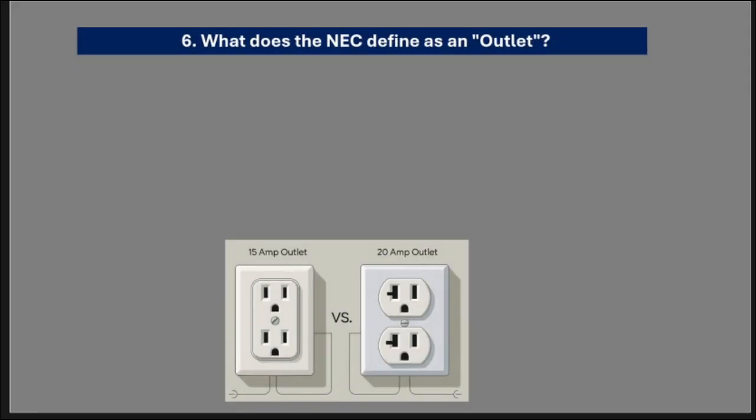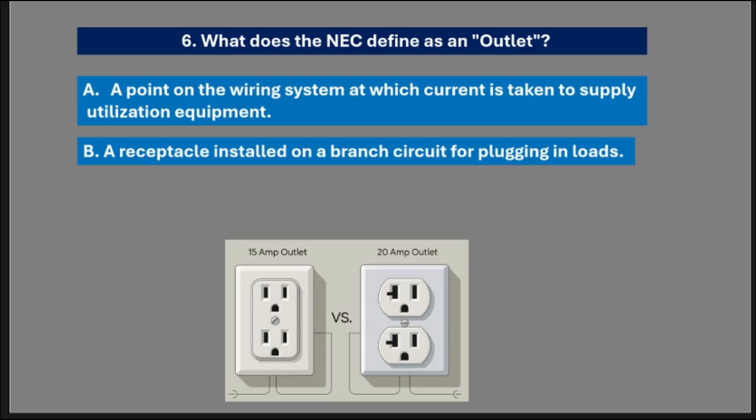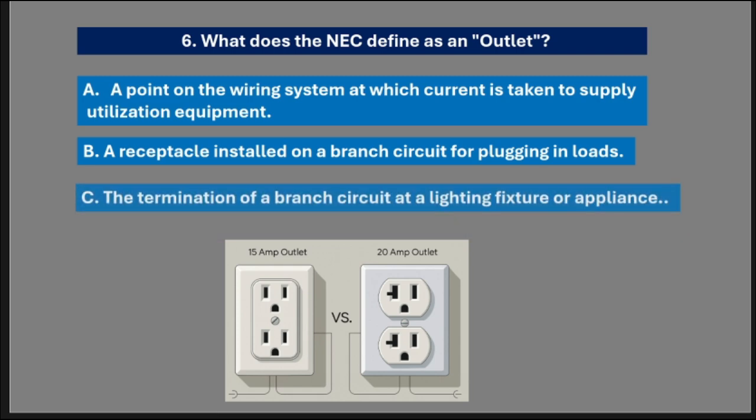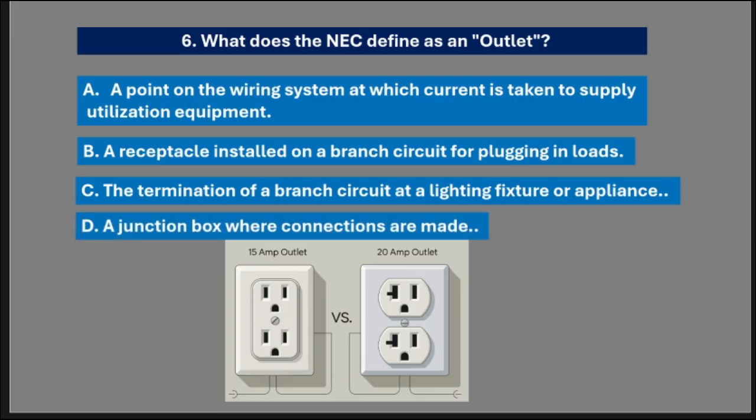Number 6. What does the National Electrical Code define as an outlet? A. A point on the wiring system at which the current is taken to supply utilization equipment. B. A receptacle installed on a branch circuit for plugging in loads. C. The termination of a branch circuit at a lighting fixture or appliance. D. A junction box where connections are made.